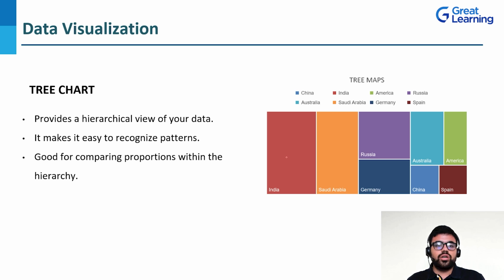So if you just want to know which proportion is maximum within the hierarchy, this would tell us that. So the first one is India. So India has the maximum amount of value in a particular cell. That's why it has the maximum area. Second is Saudi Arabia, then Russia, Germany, Australia, China, and America and Spain. So the ones with bigger values are towards the left side of the map, and the ones with less value are towards the right side. So that is why it gives a good comparison of proportions within the hierarchy.